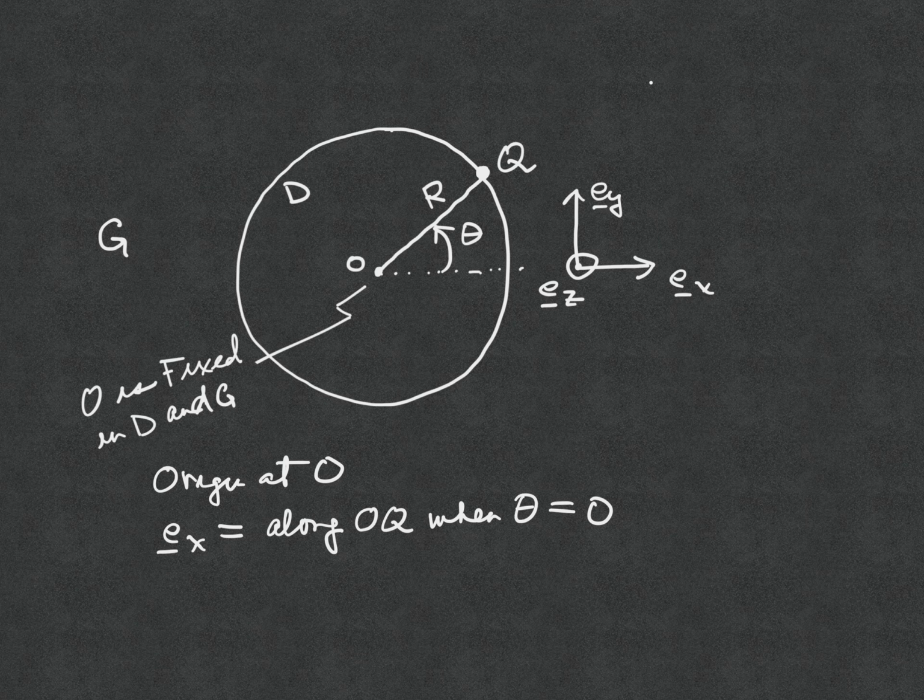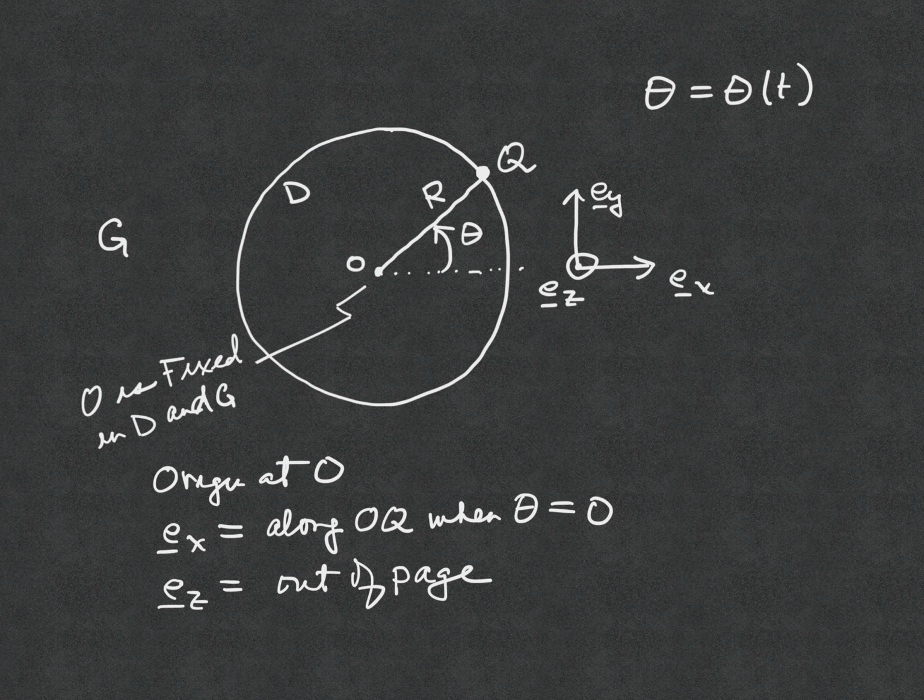So theta is a function of t. I didn't actually say theta is a function of t, but it's not constant, so it's changing with time. And then EZ is the direction out of the page. And then EY is equal to EZ crossed with EX. Now this coordinate system is fixed in G.